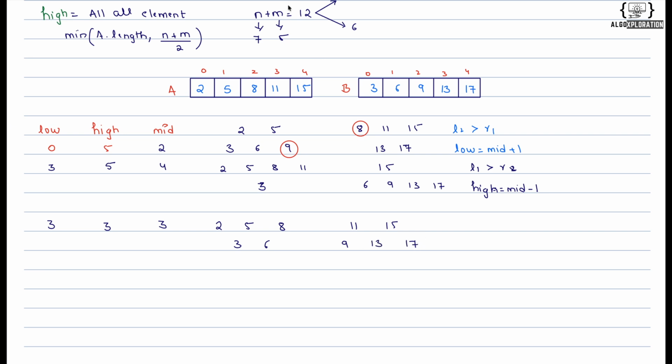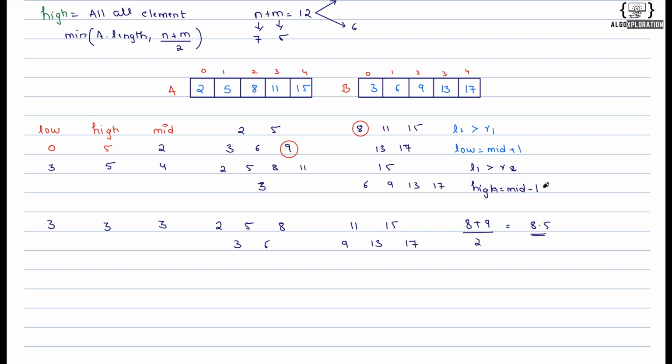Now we need to check. Here we can see that L1 is lesser than R2 and L2 is lesser than R1. So here the condition is satisfied. Now we need to take the maximum of these two and the minimum of these two, and divide by 2. Here the maximum is 8 and the minimum is 9. So we need to do the addition: 8 plus 9 whole divided by 2, which is turning out to be 8.5. So I believe you got this.